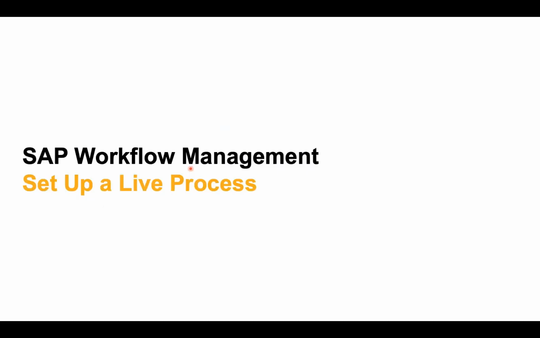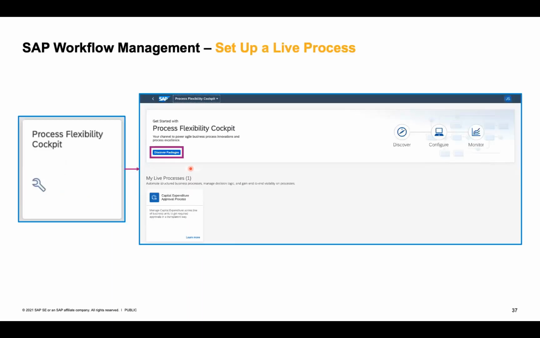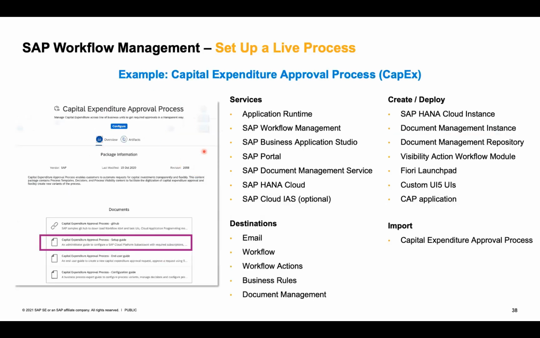Yeah, then just one small topic. I don't want to go into too much detail here about setting up a live process, because in this case, we don't use the Business Application Studio to develop our own process, but we want to use a pre-configured or predefined process template. So we would use the process flexibility cockpit and go via discover packages here. And then when you discover packages, you find a certain package and you would find out what you need to do to do the setup here.